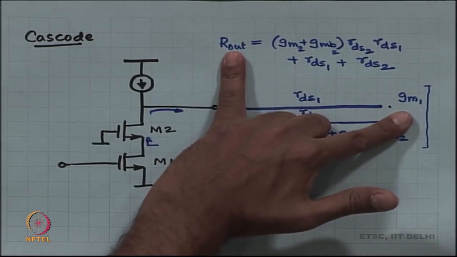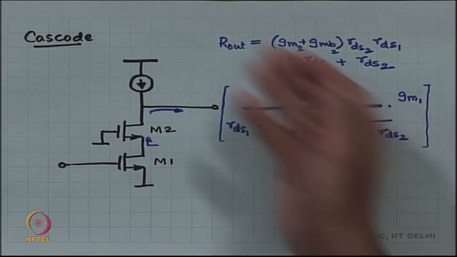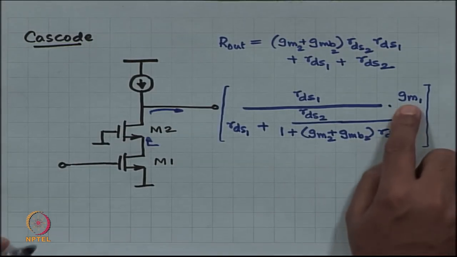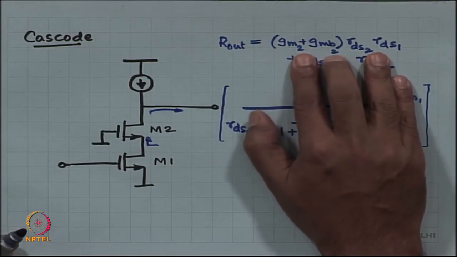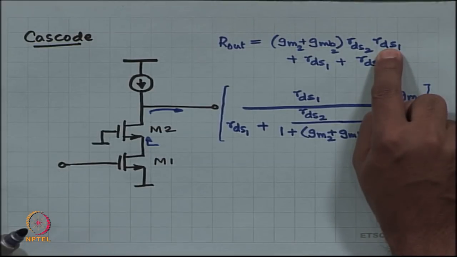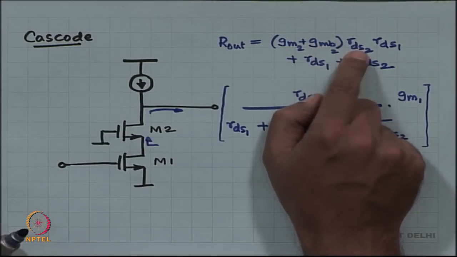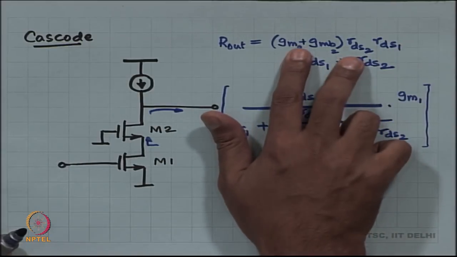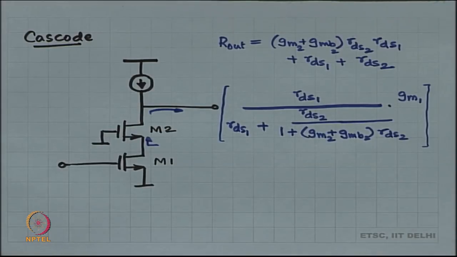So, the first term is the dominant term in the output impedance, and therefore, once you have the transconductance GM1 and the output impedance, you can write out the voltage gain. If you want to write out the voltage gain, it is the product of the transconductance and the output impedance. So, GM1 times this first term, GM1 times RDS1 times GM2 plus GMB2 times RDS2. So, intrinsic gain of the first device times intrinsic gain of the second device, that is approximately your overall voltage gain.